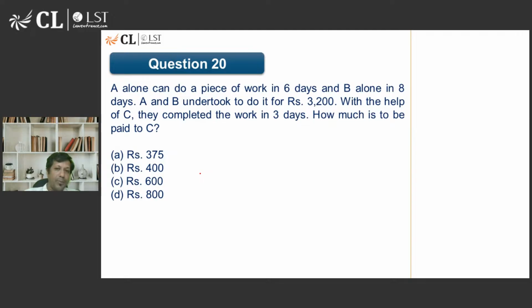A alone can do a piece of work in 6 days. So A finishes a job in 6 days. B finishes a job in 8 days. So what is the common multiple of 6 and 8? 24. So I am assuming that the total work is 24 units. Now what is happening? A is doing 4 units every day. B is doing 3 units every day.